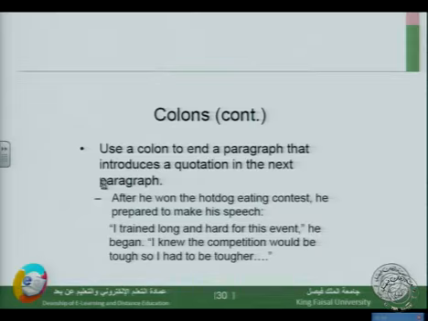Okay? Use a colon to end a paragraph that introduces a quotation in the next paragraph. Notice how: After he won the hot dog eating contest, comma, he prepared to make his speech. Then comes the quotation.